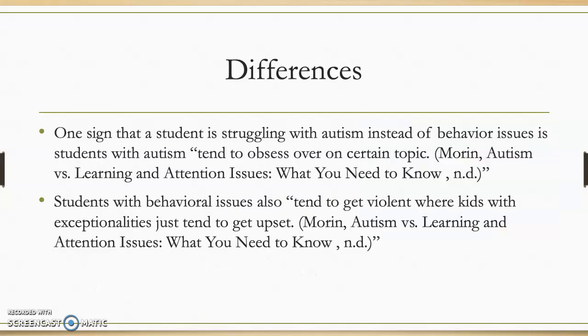Differences are really important to be able to spot, so as a teacher, it is essential to study up on exceptionalities and behavioral issues. One sign that you could use as an example would be if you're looking at whether a student might have behavioral issues or autism. A student with autism might have an obsession with one certain topic. That's all they really talk about. That's one thing that they really connect with. They really understand this. They want to research it whenever possible.